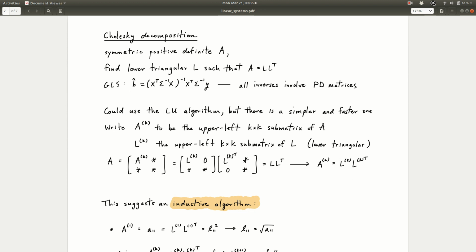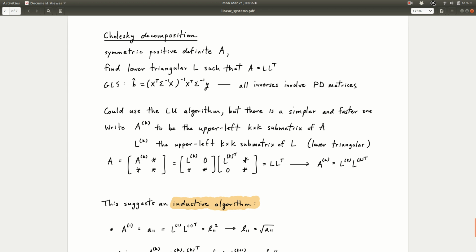The simpler one is called the Cholesky decomposition. Some people say Cholesky, some people say Cholesky. I say Cholesky. Don't hate me. All right, so this works in the special case where the input matrix A is symmetric and positive definite. Symmetric positive definite, there's various ways to define it. The simplest way is to say, if I take any vector x and I do x transpose Ax, I'm going to get a positive number.